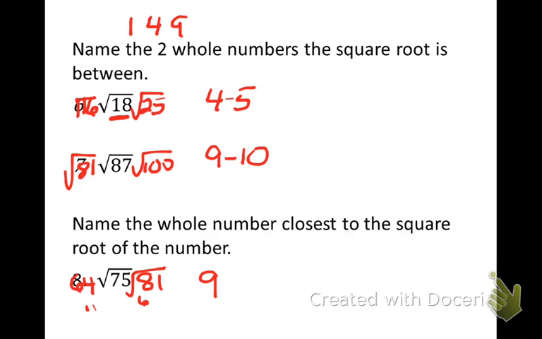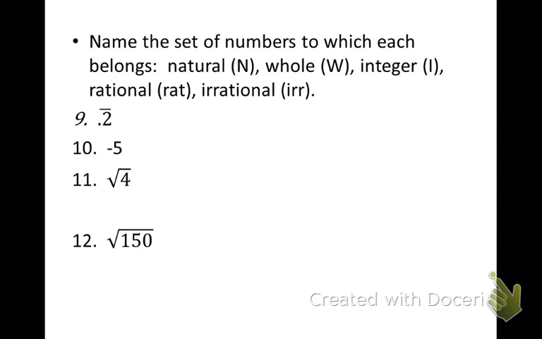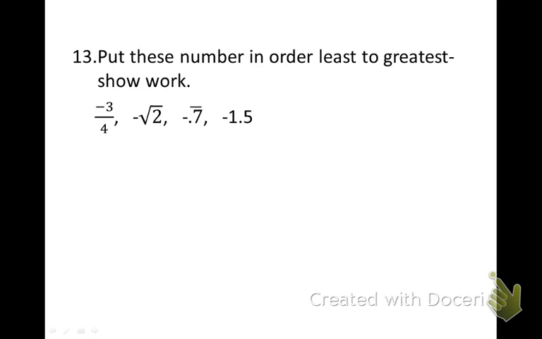So I would expect to see the perfect squares on each side of these that you're showing me, so that I know you understand what you're doing there. Name the set of numbers to which each belongs. We have natural numbers, which remember are just kind of the counting numbers.